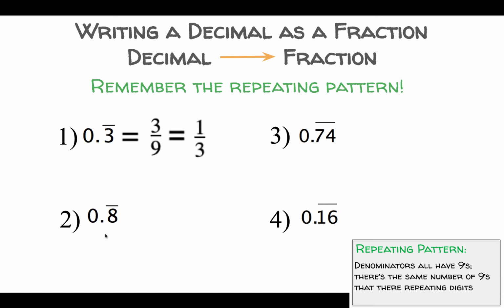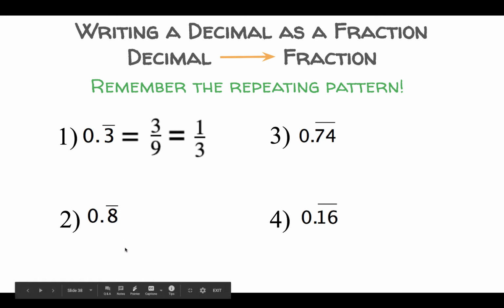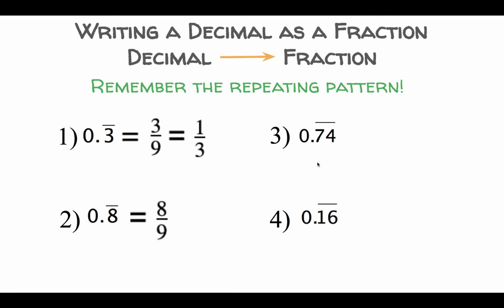Let's look at number 2. Write example 2 down. We have 0.8 repeating. I have 1 digit that repeats, so that means I'm going to have 1 9 in my denominator, and my numerator is going to be the digit that repeats, the 8. So 8/9. Can I simplify 8/9? Nope. It is in its simplest form. Write down example 3, 0.74 repeating. Now I see I have 2 digits that continuously repeat forever and ever. So that means I'm going to have 2 9s in my denominator.